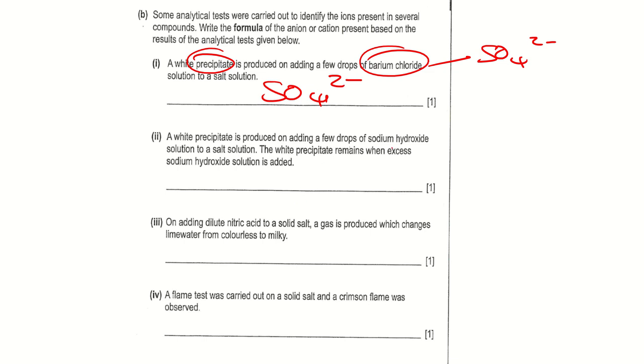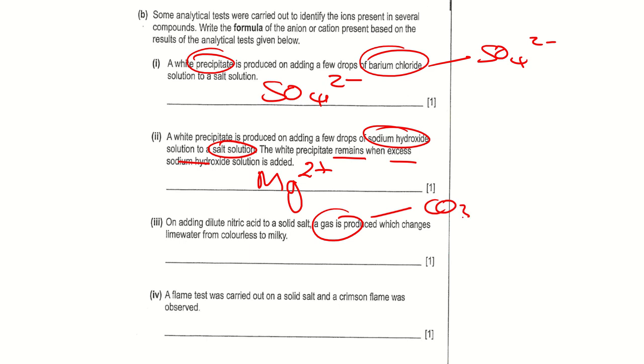A white precipitate was formed when we added some sodium hydroxide to a salt, and the white precipitate remains in excess sodium hydroxide. Well, the only one that remains in excess sodium hydroxide must be magnesium ions. We added dilute nitric acid to a salt, and a gas was produced. As soon as a gas is produced with an acid, you guys hopefully now recognise that that is indeed a carbonate. It turned lime water milky, so it's definitely going to be a carbonate ion.